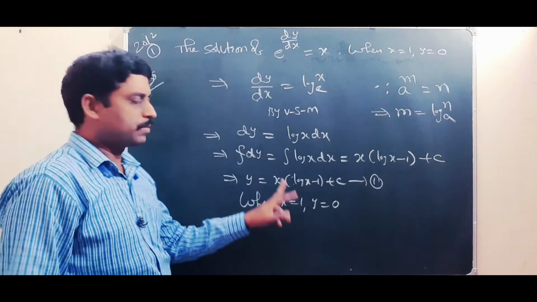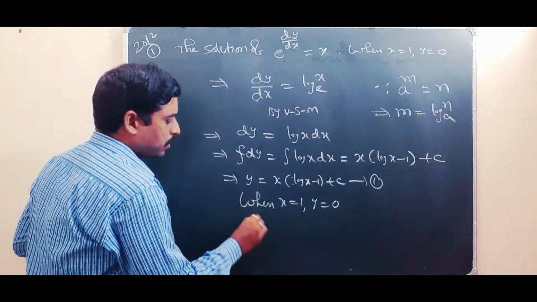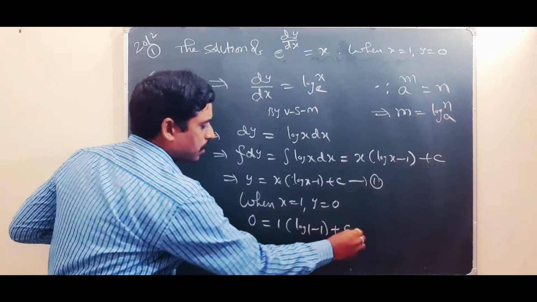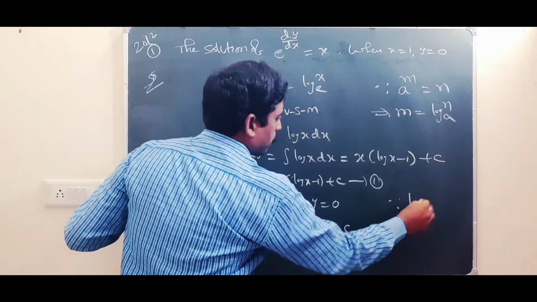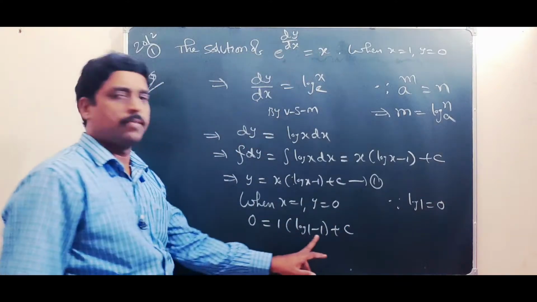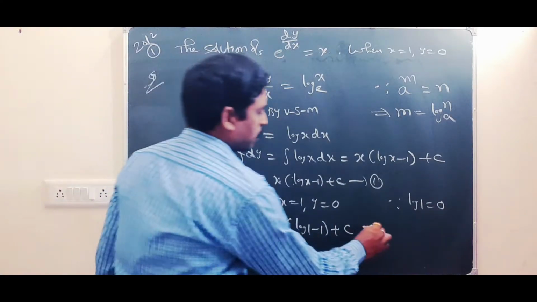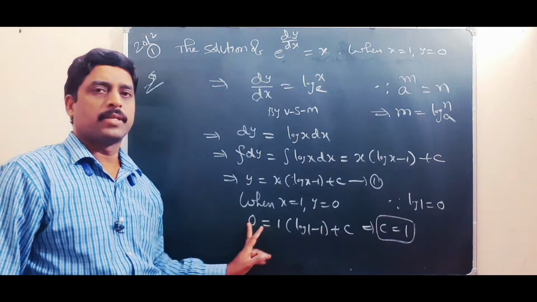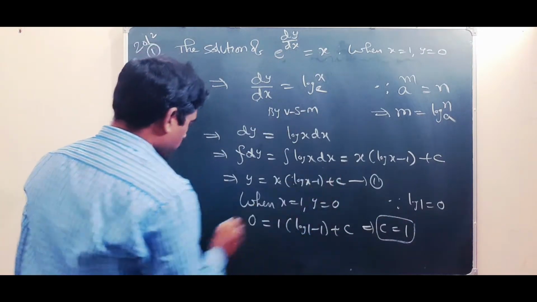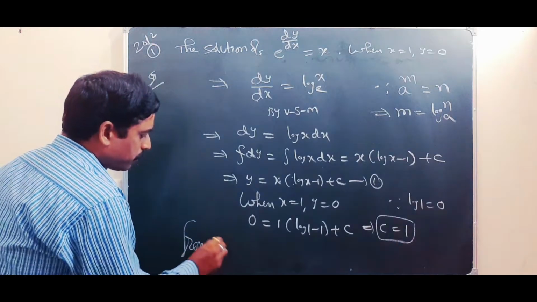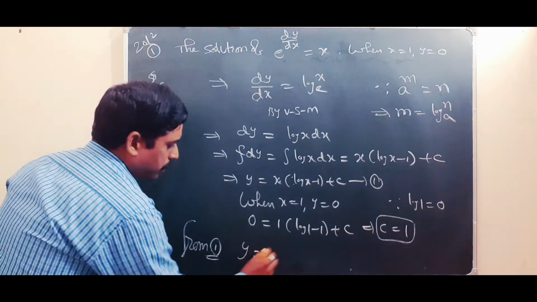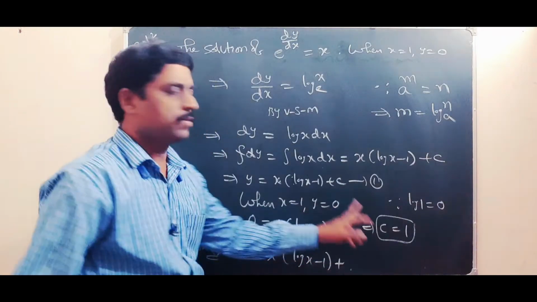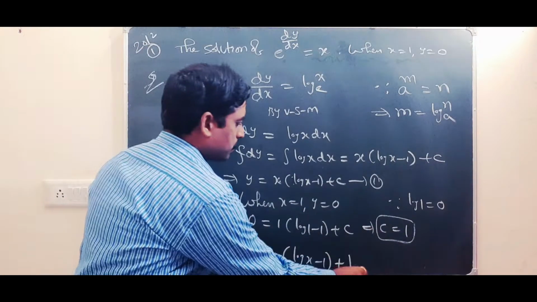Put in expression 1, y value 0 is equal to 1 into log 1 minus 1 plus c. We have log 1 value 0, so 0 minus 1 is minus 1. So c minus 1 equal to 0, c value is 1. So from equation 1, y is equal to x into log x minus 1, where in the place of c we should write 1. So this is the answer.